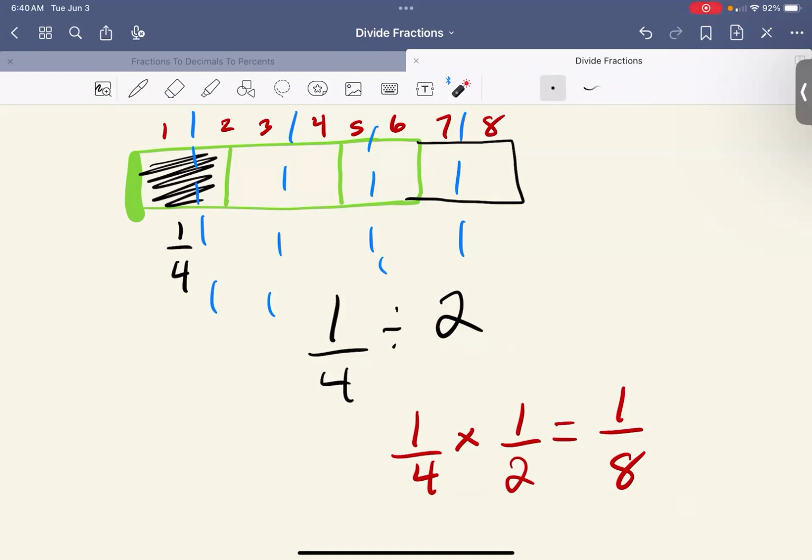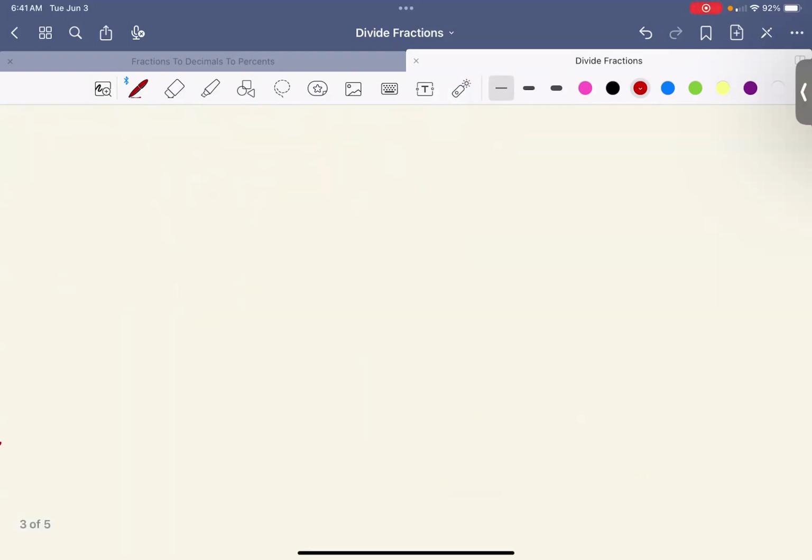So now if we look, we see we have eighths. So this is now an eighth. So all of these are now 1/8. So that's a visual of dividing a fraction by a whole number. Let's do some more.